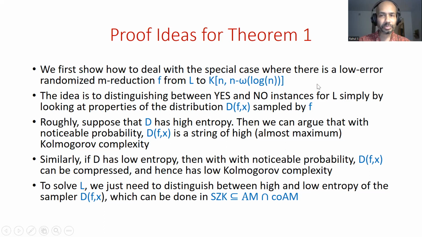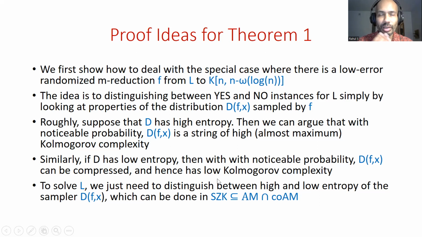And because we assume that the reduction has very, very low error, figuring out whether D has high entropy or not is enough for us to divide instances into yes and no instances. To solve it, we just need to distinguish between high and low entropy with a sampler D of fx, and that's a sampler as described by polynomial size circuits, and such a problem is known to be in statistical zero knowledge, and that's in AM and co-AM.